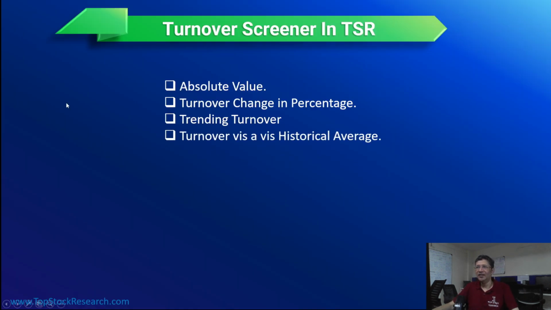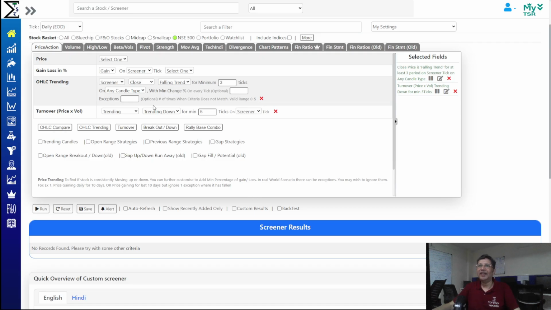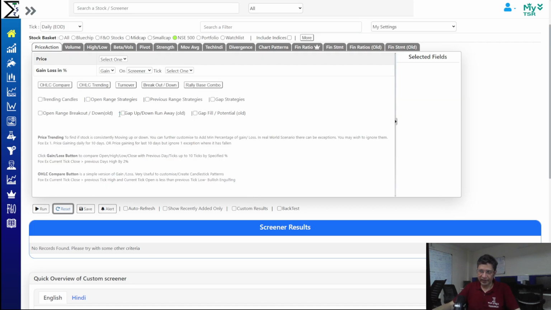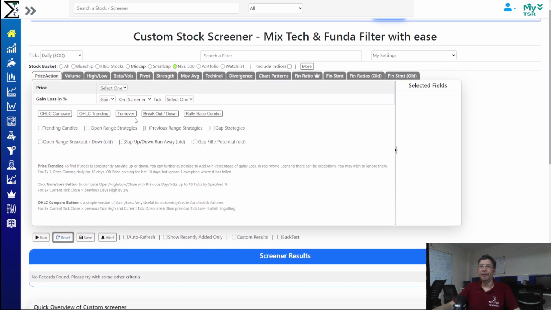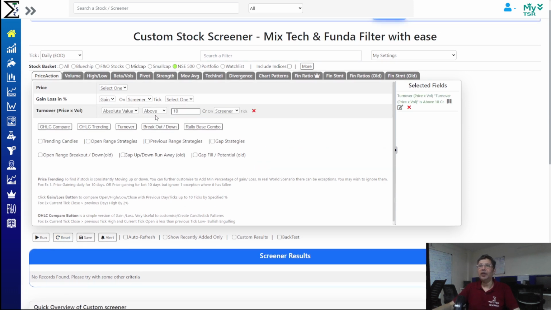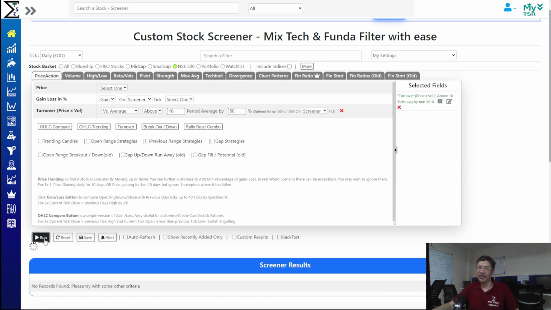The next one is basically you can compare turnover with historical average. So basically what you can do is, again resetting it, starting from a clean slate, go for turnover. There's an option where the versus average. So I want the latest turnover to be above 10 days average by at least 50%. That means I'm trying to smoothen out the last few days' volatility and see whether we see any results.